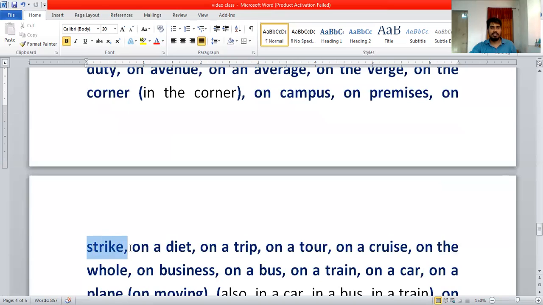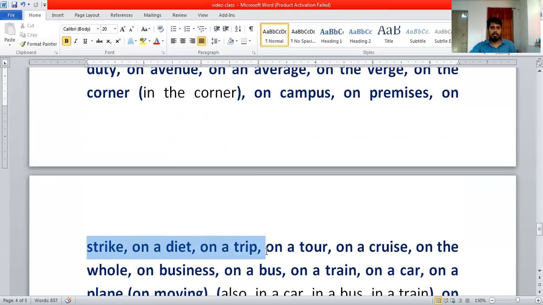On strike. The workers are now on strike. On a diet. Now she is on a diet. She is now on a diet.